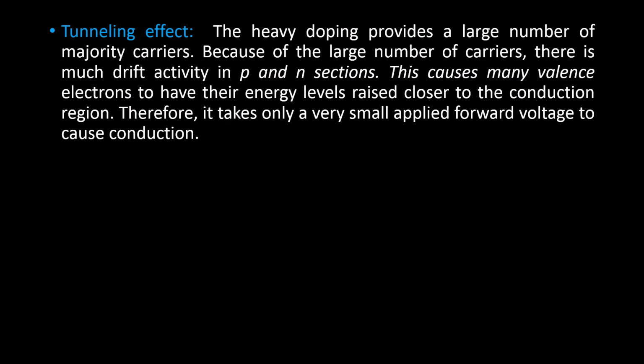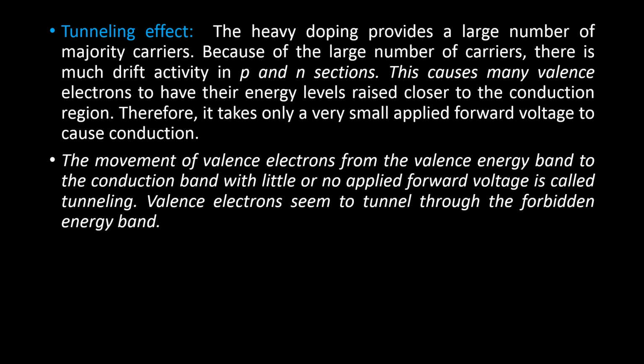Tunneling effect: the heavy doping provides a large number of majority carriers. Because of the large number of carriers, there is much drift activity in the p and n sections. This causes many valence electrons to have their energy levels raised closer to the conduction region. Therefore, it takes only a very small applied forward voltage to cause conduction.